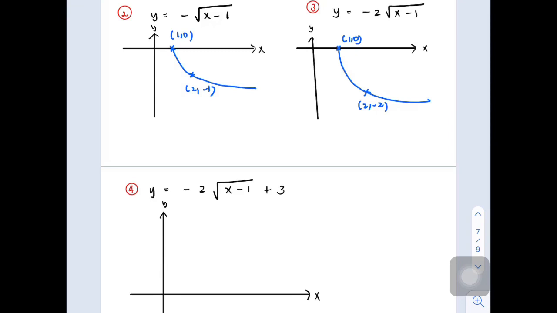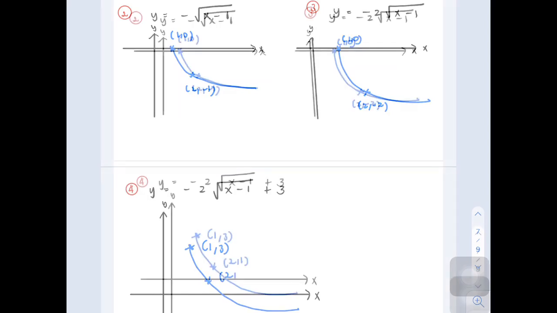So finally, your final transformation number 4 is shift up by 3 units. Okay, so from this graph here, you need to shift it up by 3 units. So from 1, 0, now this will become 1, 3. So be careful, you start here and it goes down. So this point here is 1, 3. And then how about your 2, minus 2? You'll go up by 3 units. So this will become 2, 1. So this is your final graph.